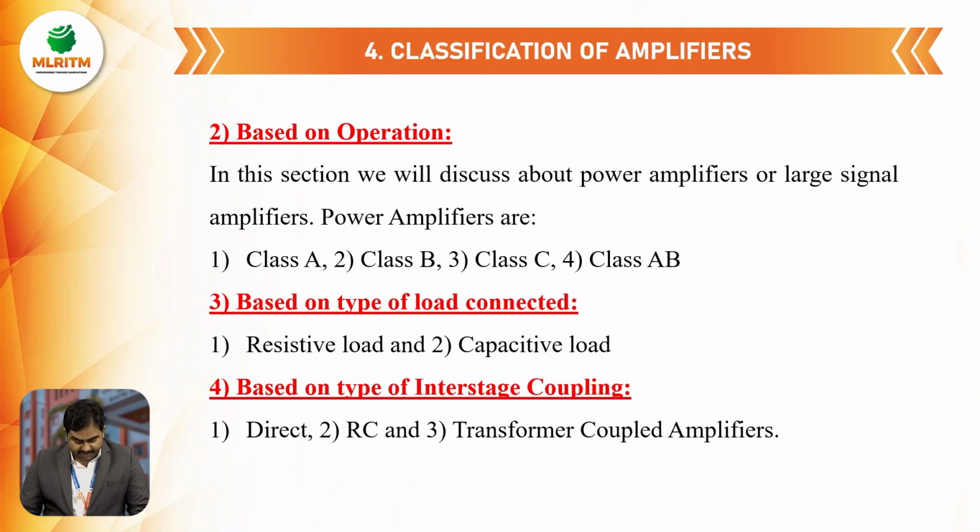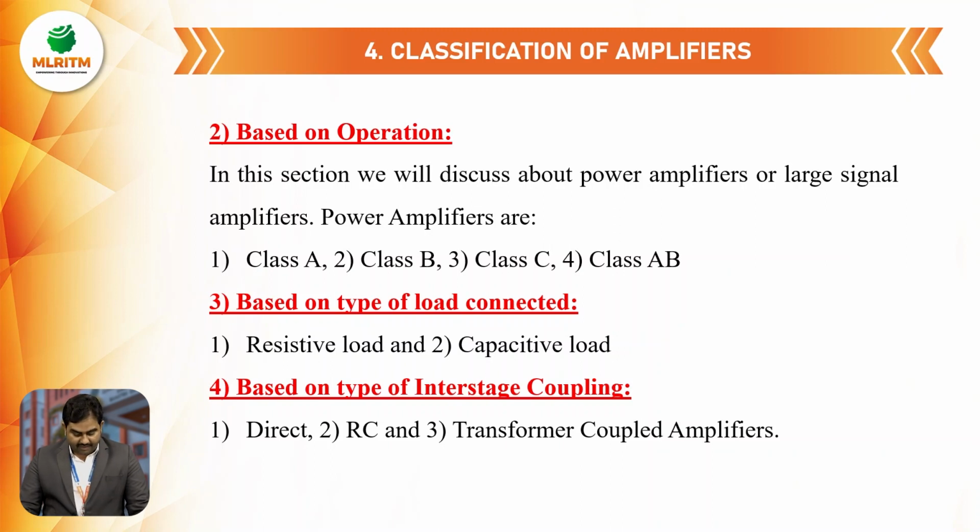Coming to the second classification, that is based on operation, it is divided into 4 types. In this section, we are going to discuss power amplifiers or large signal amplifiers. Nothing but our 4th unit is completely about these large signal amplifiers only. In our curriculum, we have 4 types. Those are Class A, Class B, Class C and Class AB.